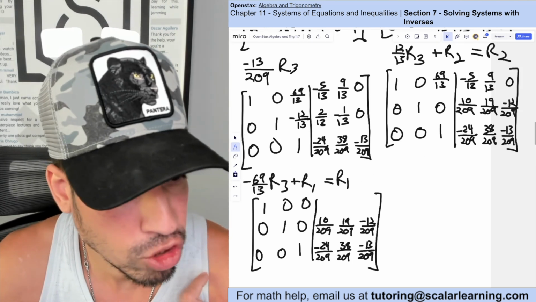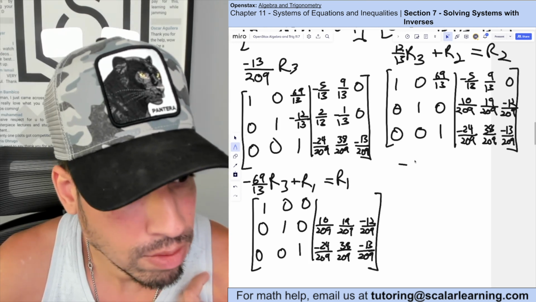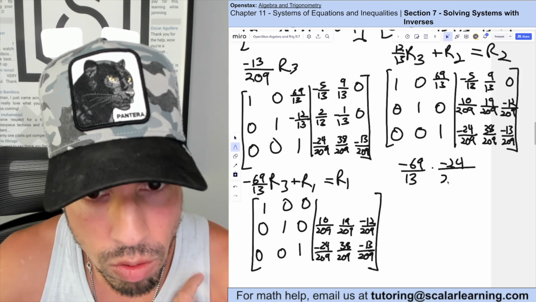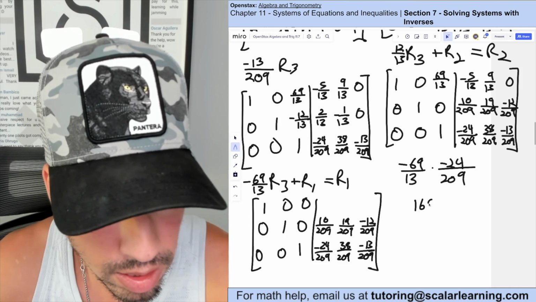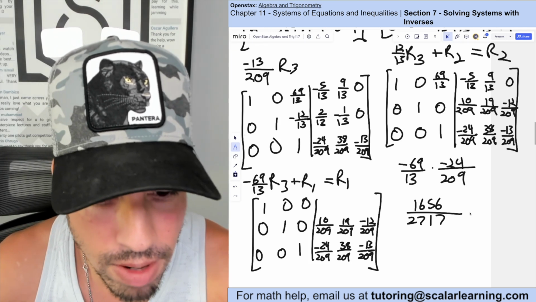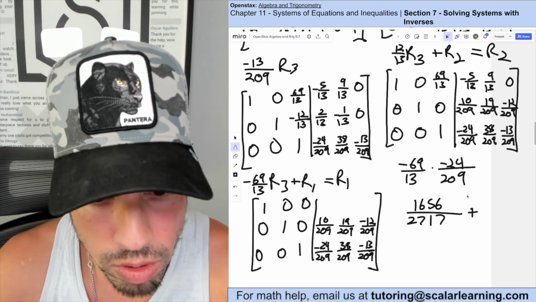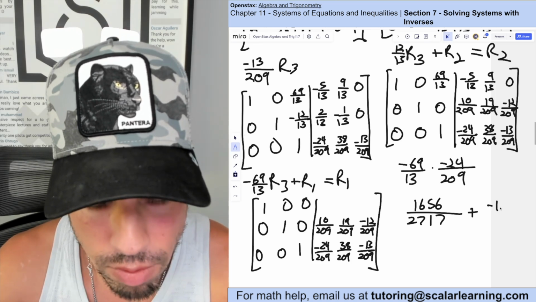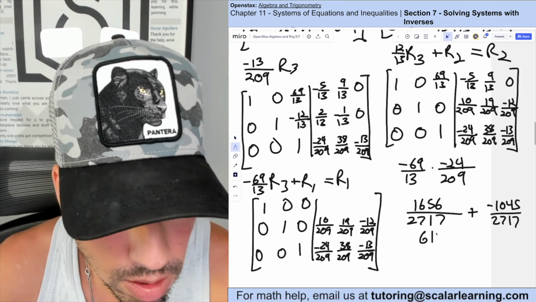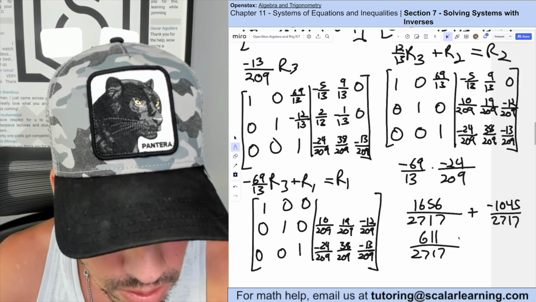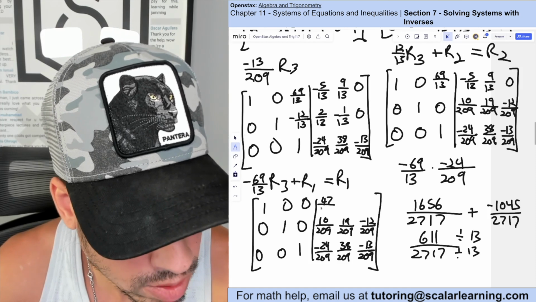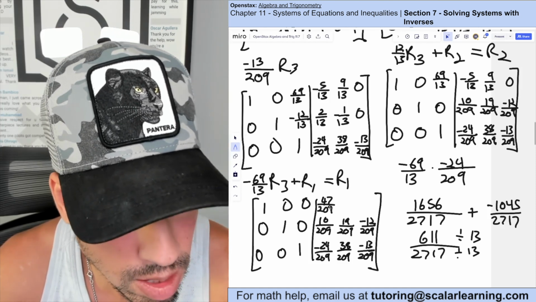Now we got the major arithmetic that we have to do. So we got negative 69 over 13 times negative 24 over 209. So that gives us 1656 over 2717. And then we're adding it to negative 5 over 13. Again, if I multiply by 209 over 209, I get negative 1045 over that 2717. And that leaves us with 611 positive over 2717. Divide top and bottom by 13, and we get positive 47 over that 209. So notice everything seems to have this nice denominator of 209.